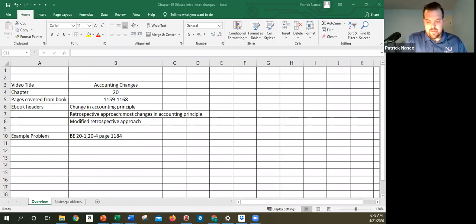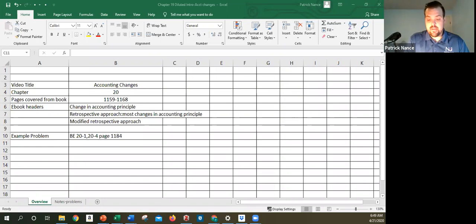A modified retrospective approach on page 1161 requires application of the new standard only to the adoption period, that is the current period, as well as the balance of the retained earnings at the beginning of the adoption period to capture the cumulative effects of prior periods without actually adjusting numbers in the prior reported period. This is probably the one I see most frequently because it's a little less work than going all the way back and restating all your financial statements.